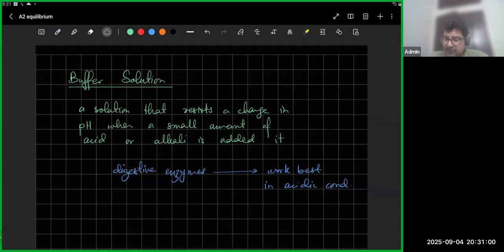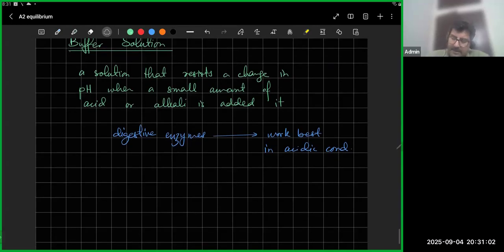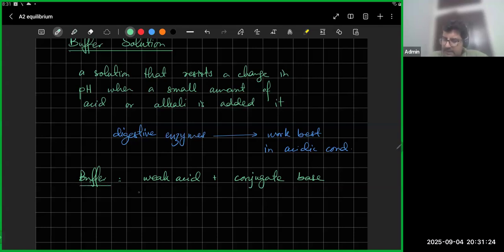So natural systems are normally composed of, so what a buffer is made up of is a weak acid plus its conjugate base. So it's kind of a mixture of the two things.